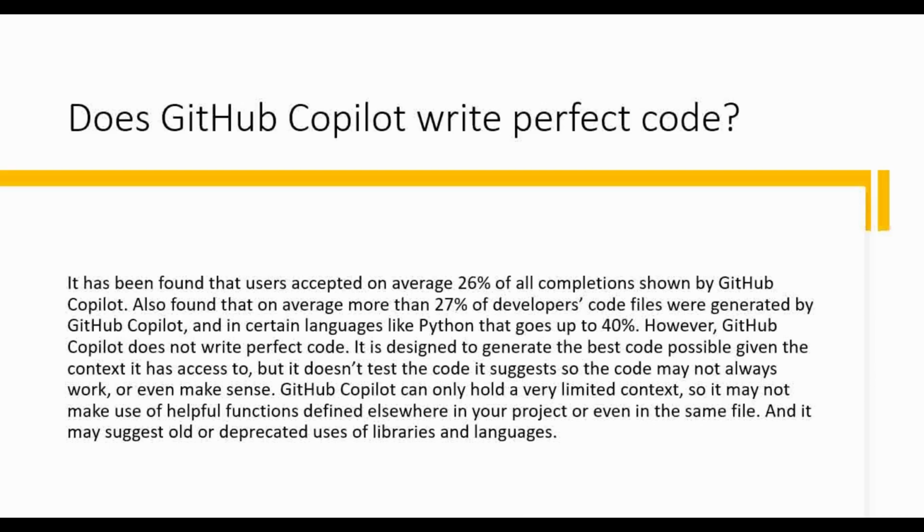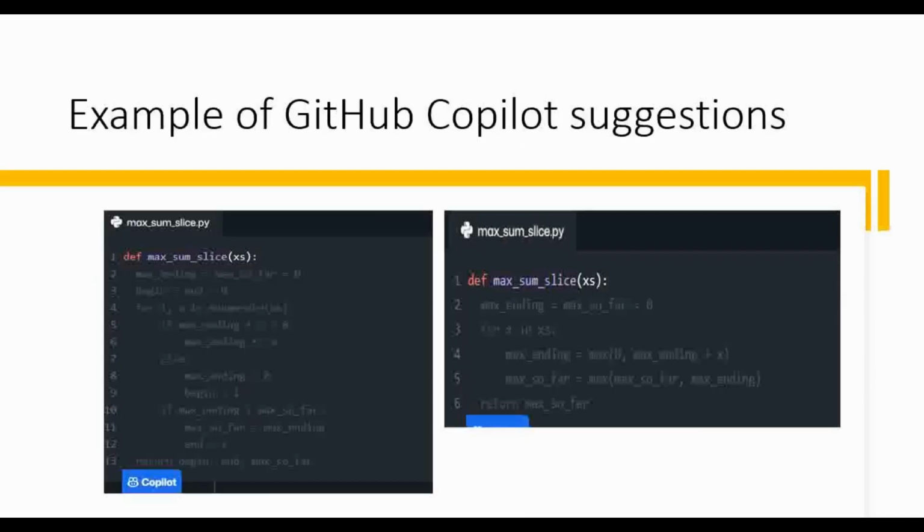GitHub Copilot can only hold a very limited context, so it may not make use of helpful functions defined elsewhere in your project or even in the same file. And it may suggest old or deprecated use of libraries and languages. This is what I told you. If there is a change in the library version, Copilot may not be aware of the latest changes, so you won't get the proper updated code in the suggestion. You have to keep that in mind.